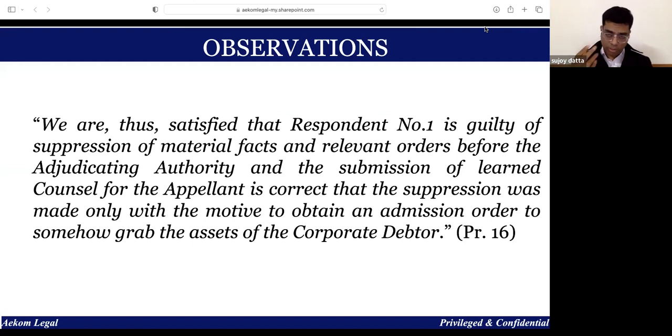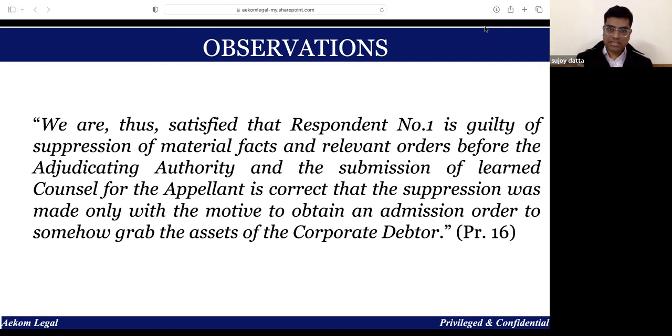And see, this is a very important point of law, because Section 7, Section 9 of the IBC merely say that if debt is there, if the default is there, then you must admit. They don't speak about suppression of fact. So this is a concept developed by the court by interpretation in this particular judgment. But this is now a part of the law.